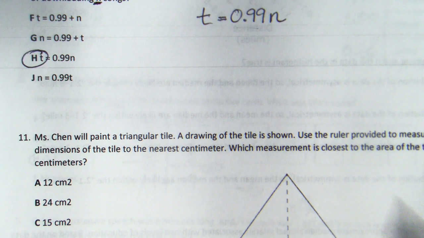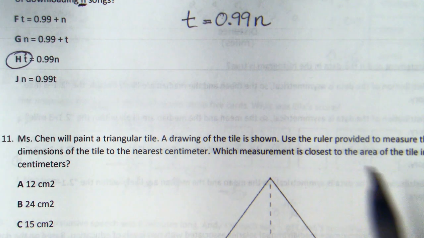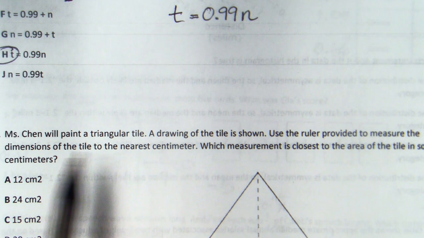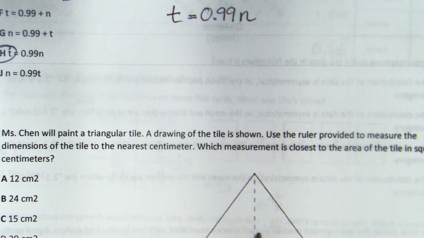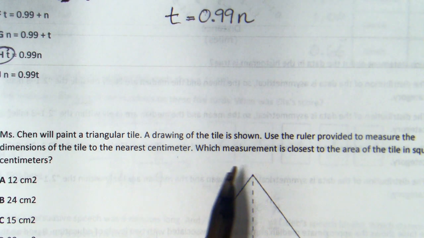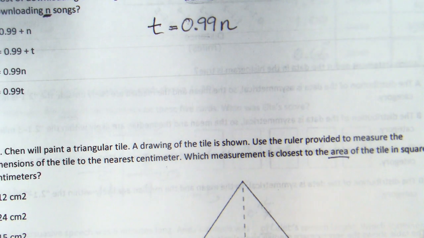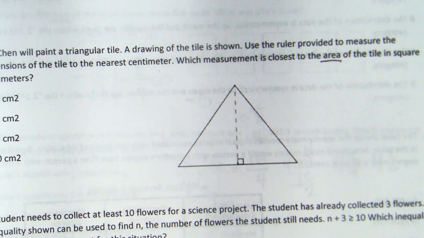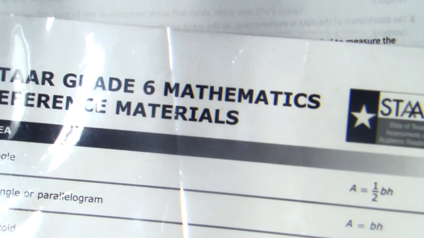It's a triangle. Use the ruler provided. Some students still don't understand. What ruler? What are they talking about? To measure the dimensions of the tile to the nearest centimeter. So we need to measure this to the centimeter, and then we're going to find the closest to the area. We need 2 things: a reference chart, and to write the formula. What do we need first so we can measure that?